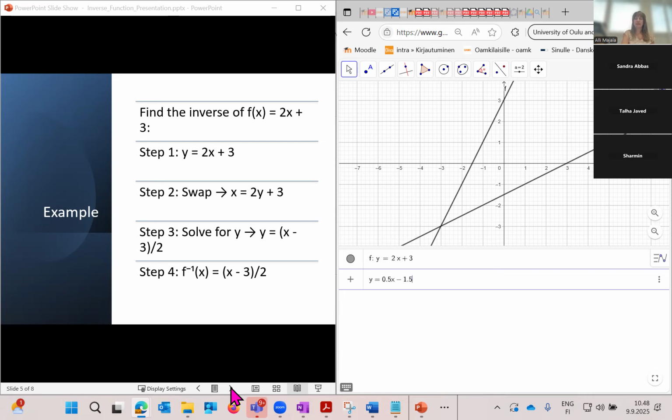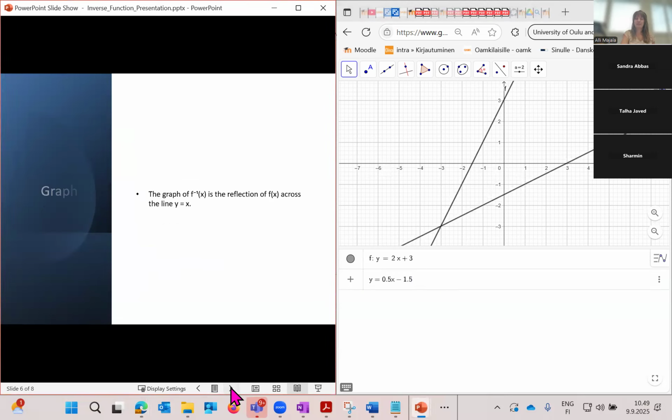What did it say still here? So, yes. There, the graph of the inverse function is a reflection of the function across the line y is x. This is the line y is x. So this is what it means. We could also draw these Celsius and Fahrenheit functions there if you want.